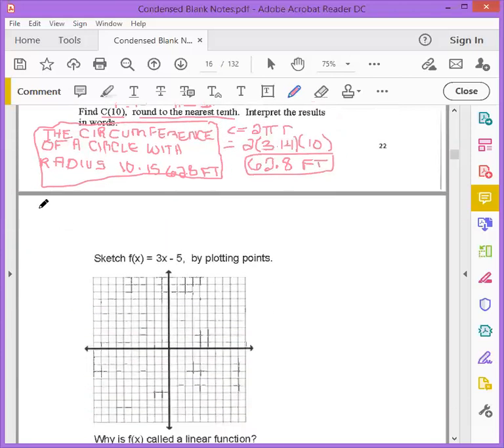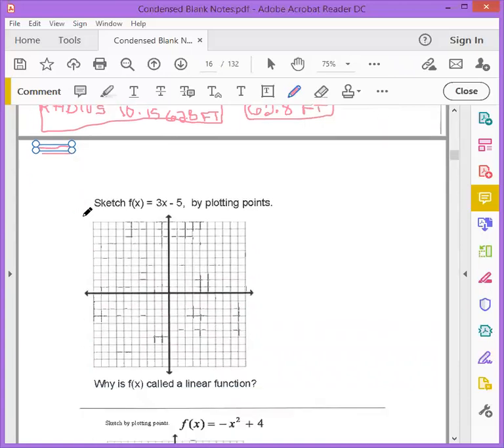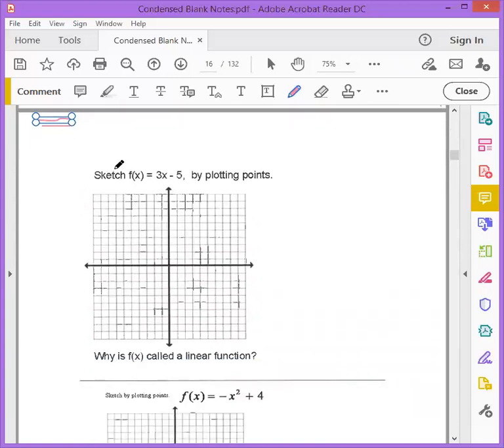Now let's look at the next example. We're asked to sketch the function f of x equals 3x minus 5 by plotting points. And we aren't given values for these points here. Therefore, we're going to create a table and find our own points. We're going to create a table with the x and y coordinates. And we're going to substitute two values for x.